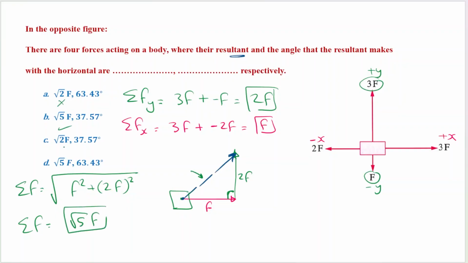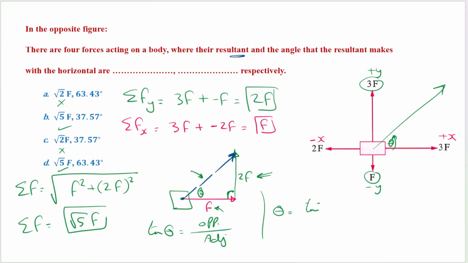So this is wrong, right, wrong, right. So it's B or D. How can you calculate the direction? Just by finding this angle. You can find this angle from trig. This side is called the opposite to the angle, and this one is called the adjacent. So tan theta is equal to opposite over adjacent. To find theta, you take tan inverse of opposite, which is 2F, over adjacent, which is F. You cancel this F with this one.